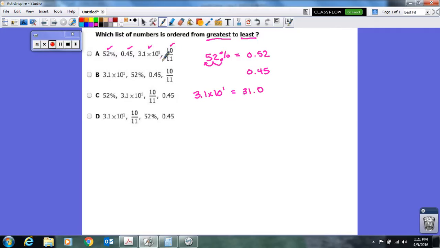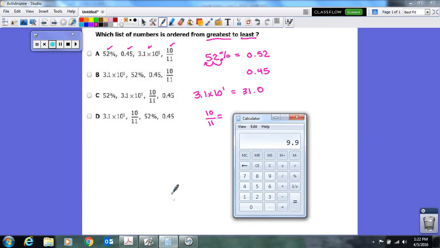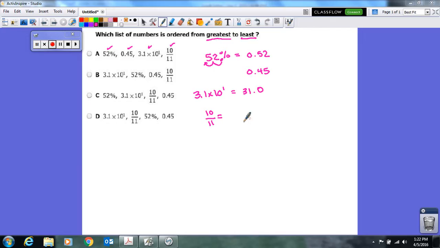The last one I have is that fraction, 10 over 11. And I have to turn 10 over 11 into a decimal as well. Easiest way for you, since you're in eighth grade, every single question you're allowed to use your calculator on. So let's go ahead and take 10 and divide it by 11. And that tells us 10 divided by 11 is 0.90909, so it's repeating 90. So 0.90, which is getting repeated.